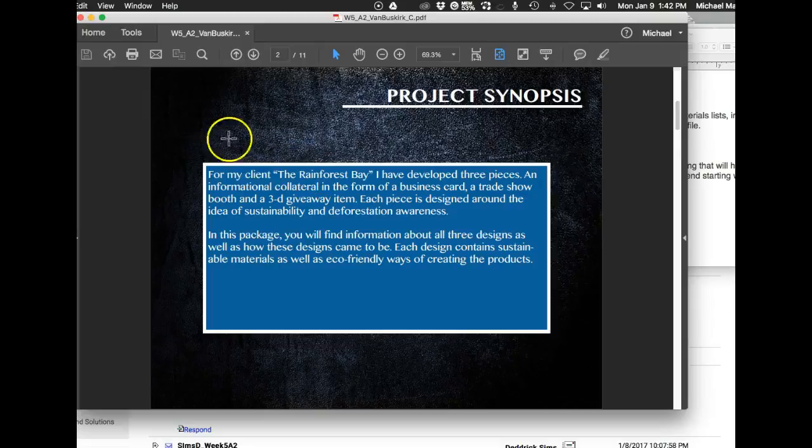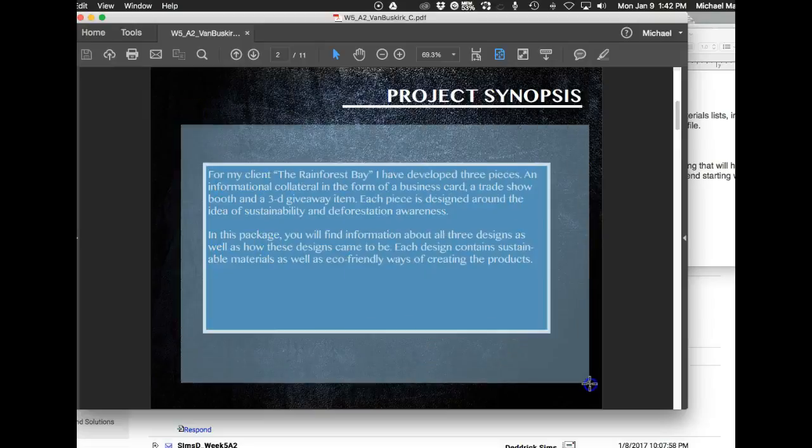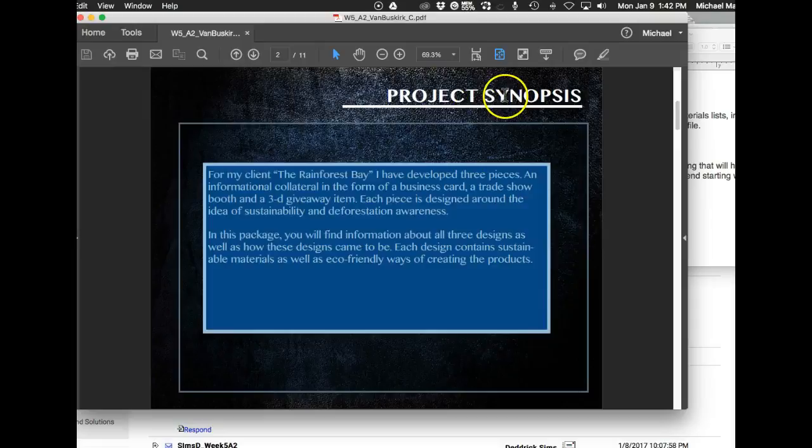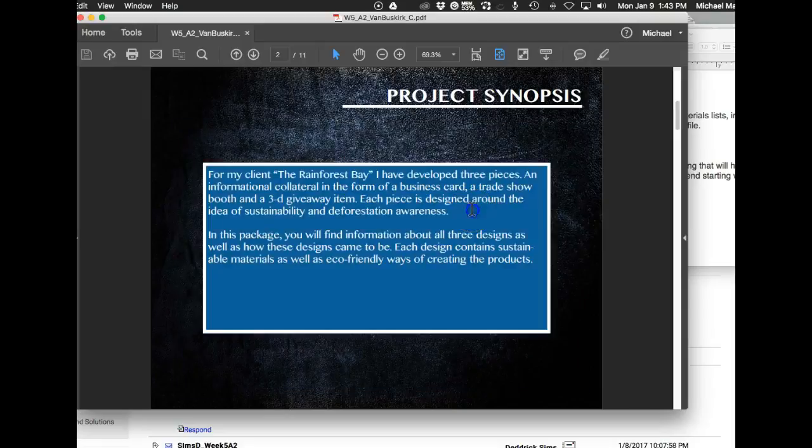So my recommendation is to start this out with a very detailed project introduction as opposed to a brief project synopsis. I think it's very important for you to inform the viewer exactly what it is they're looking at, what your intentions are, what your objectives are, and what your projected outcome is through the project. In that introduction, I would also recommend that you not only introduce Rainforest Bay, but also introduce the sustainability of the project, which I don't think that you did.